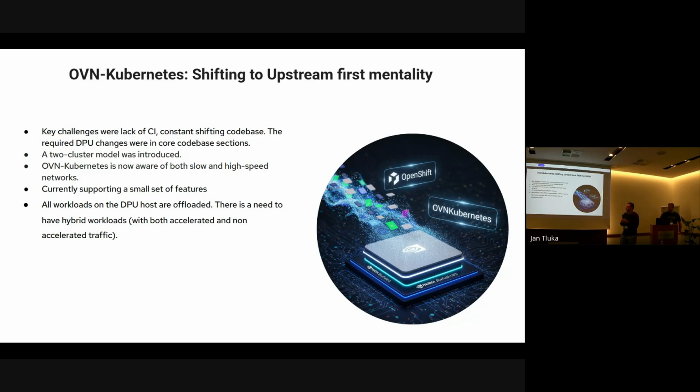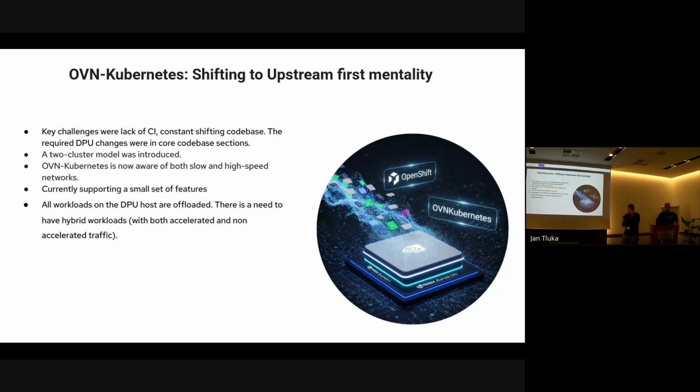The two-cluster model was introduced, so the idea is that you actually have two clusters, right? You have the OpenShift cluster with the workers running there, and you have the hosted cluster with the DPUs. Both OVN Kubernetes instances are actually part of one cluster, but they are running in two different places. You need to provide a kubeconfig with a token to the other cluster, and then OVN Kubernetes is aware of both the slow and high-speed networks.